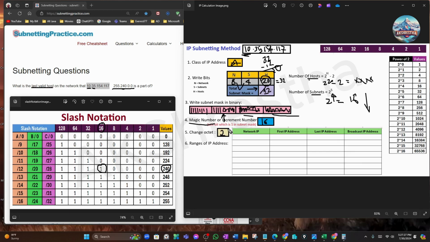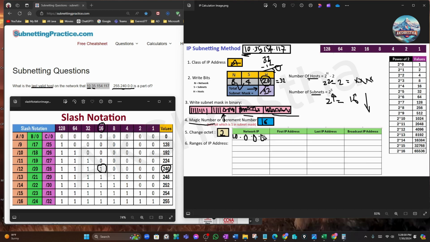This way you can figure out which octet you have to change, right? Now, how do we write down this last valid host? So now write down 10.35. We have to change here, so we don't need the 35 here right now, because we have to change here. That's why we write 0 here.